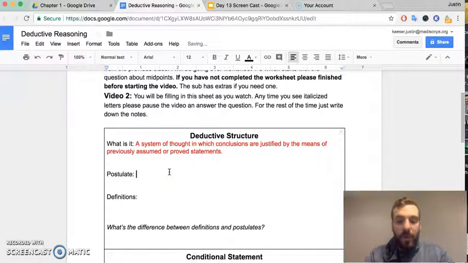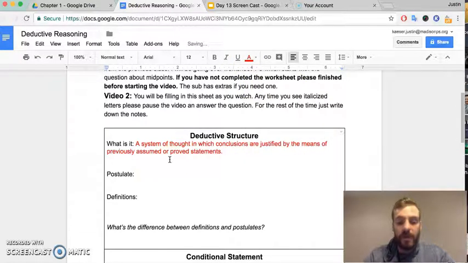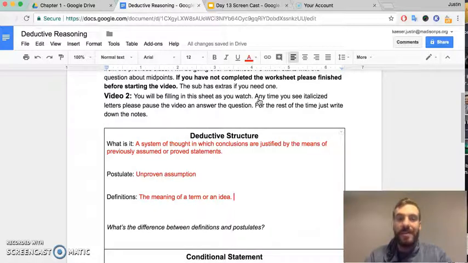So a postulate is what we use a lot of times during these deductive structures, or when we write proofs. It's an unproven assumption. A postulate is just something that's unproven, but we're all okay with assuming it. Now, definitions we've used a lot already. It's the meaning of a term or an idea. We have the definition of a point, a line, a segment, all that stuff. It is reversible.